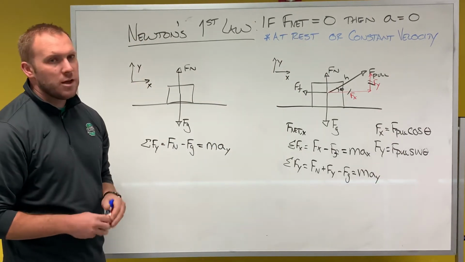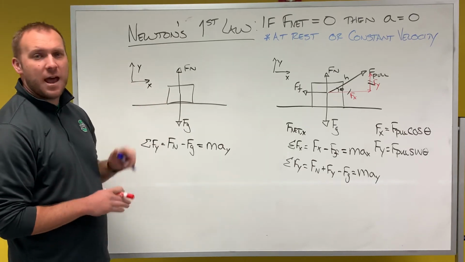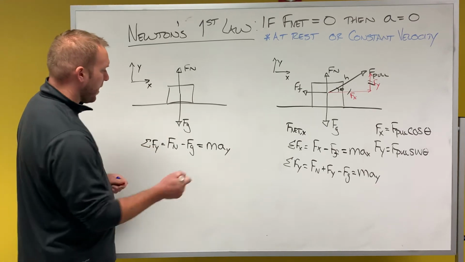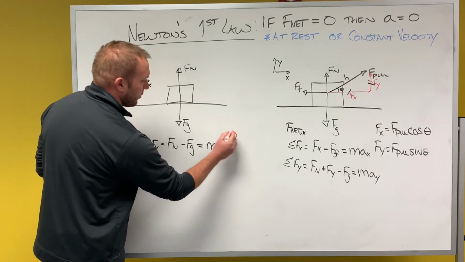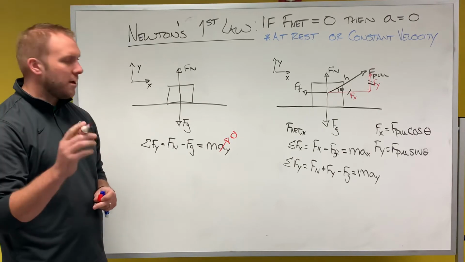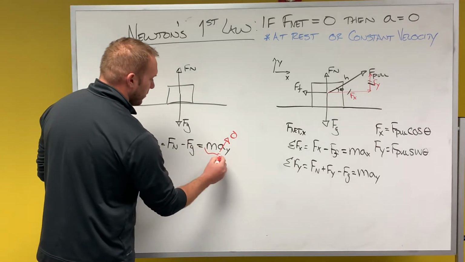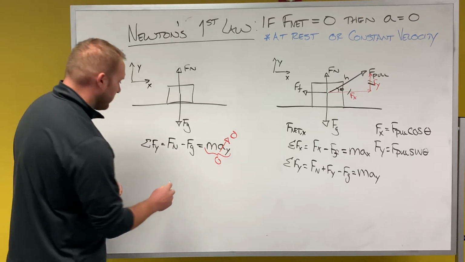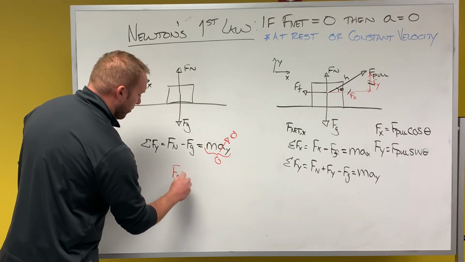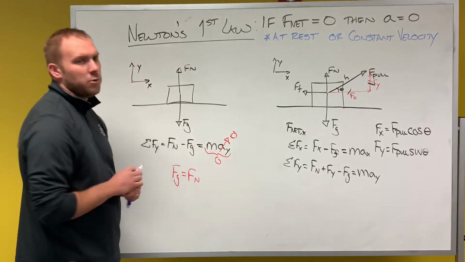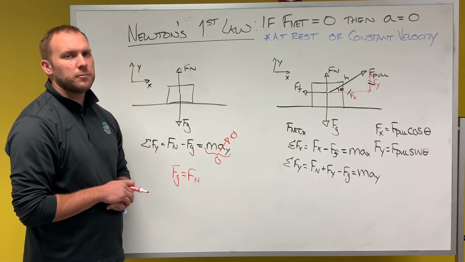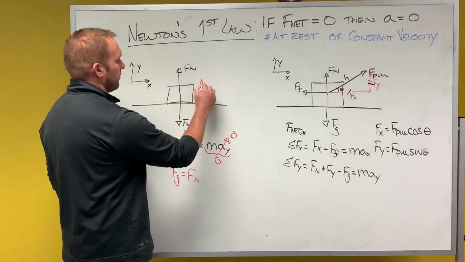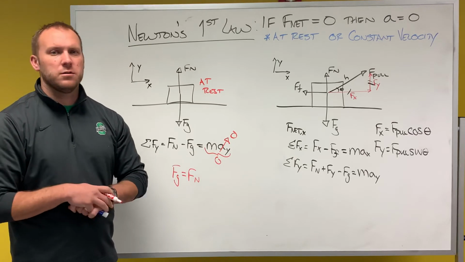Here's an example. If we have an object that is just sitting there, at rest, a book sitting on a table, we know that the acceleration in the Y direction is zero. And from that, this entire side of my equation equals zero. What that can tell me then is that my gravitational force equals my normal force in this circumstance. That's based on Newton's first law. If it's at rest, the acceleration must be zero.